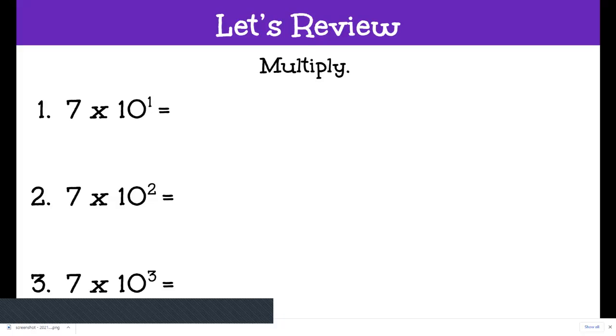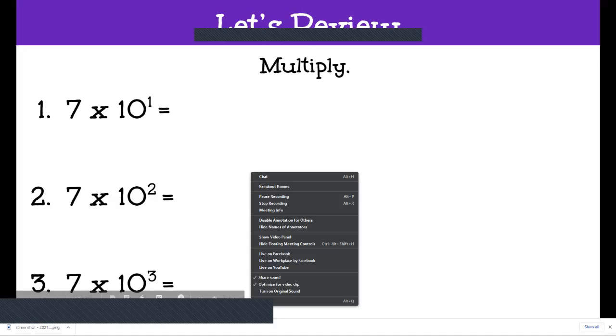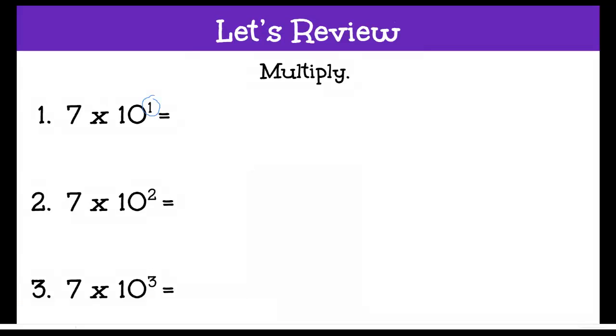All right, now we're going to start multiplying and dividing with powers of 10, which is basically the same as if you did it with 10, 100, or 1,000, except now it's being written as 10 to the first, 10 squared, 10 cubed, etc. So let's remember that the little number tells you how many zeros are going to be in your answer.